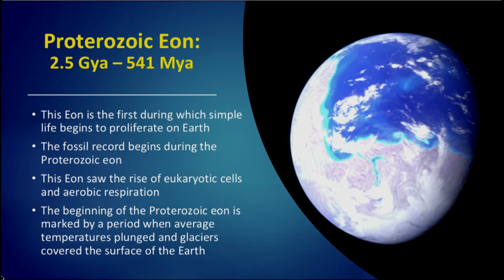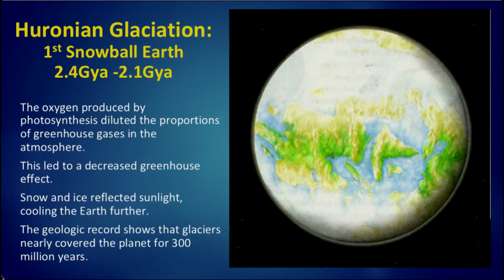Also, we see the first rise of multicellular life rather than single, widely dispersed cells in the environment. Also, this eon sees the rise of eukaryotic cells, which are cells with nuclei, and aerobic respiration. The beginning of this era is marked by a period when average temperatures plunge and glaciers cover the surface of the Earth, a very dramatic period in the Earth's history. It's called the Huronian glaciation, or snowball Earth, and it occurred somewhere between 2.4 billion and 2.1 billion years ago.